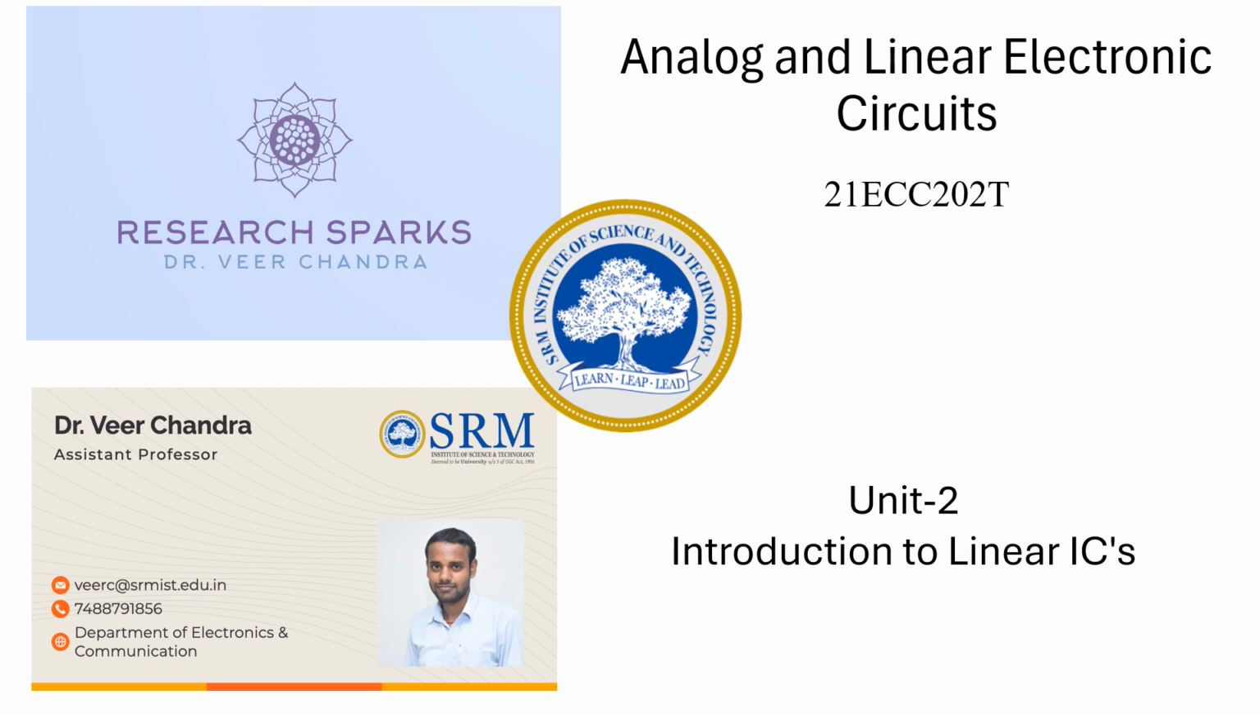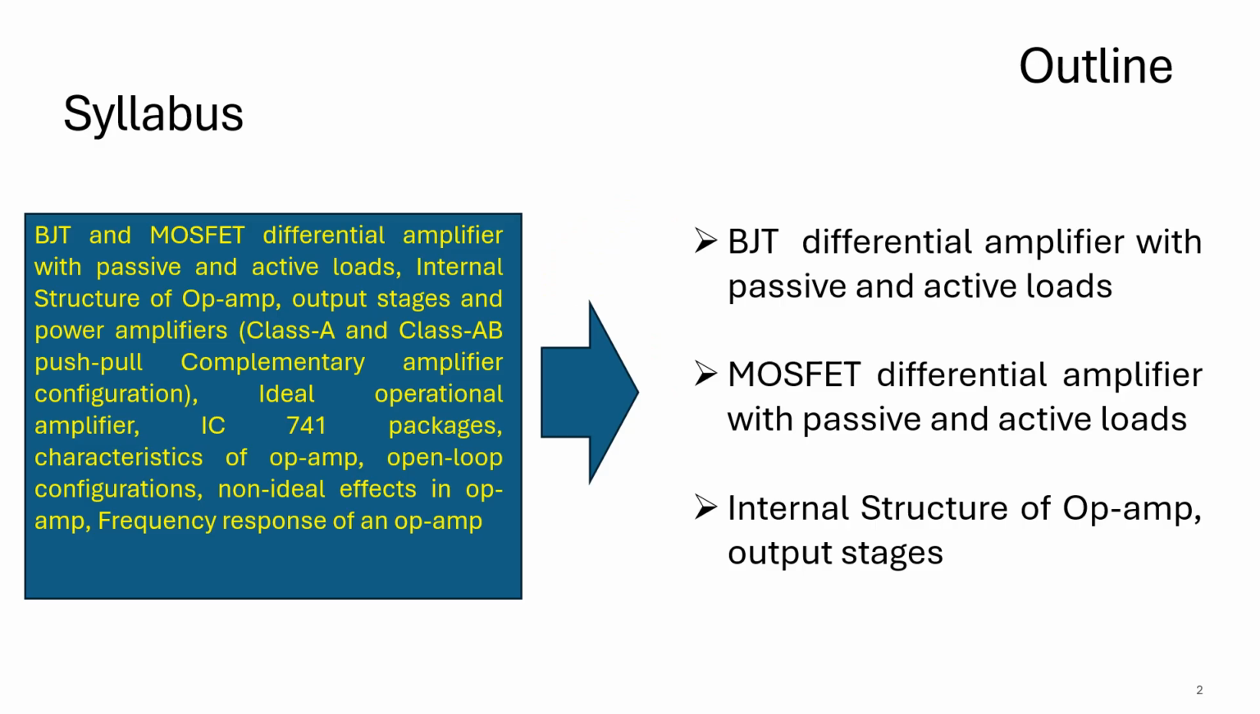Currently, we are talking about the course Analog and Linear Electronic Circuits. Now, this is the first session of Unit 2, Introduction to the Linear ICs. So here is the syllabus for Unit 2. It basically contains two things: the BJT and MOSFET based differential amplifier, and the application, that is the operational amplifier. So we'll talk about it.